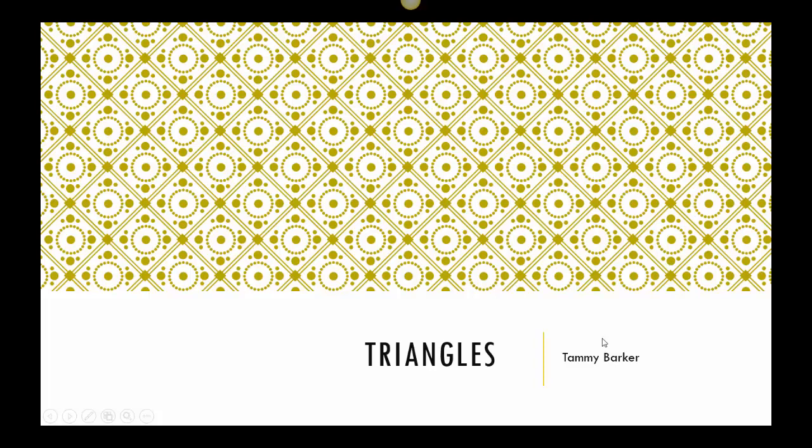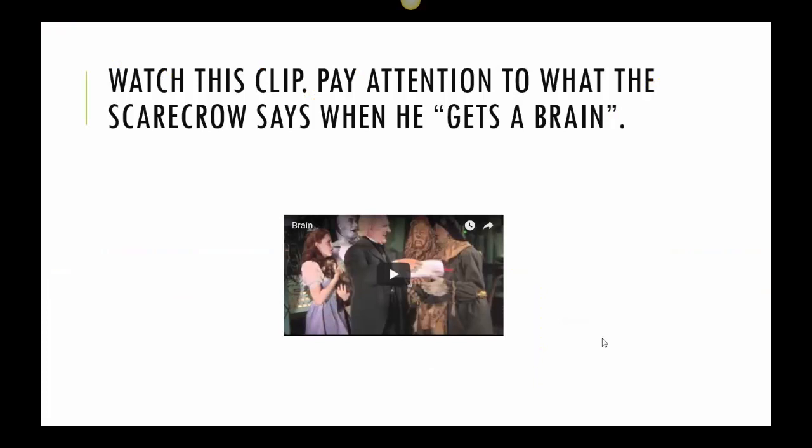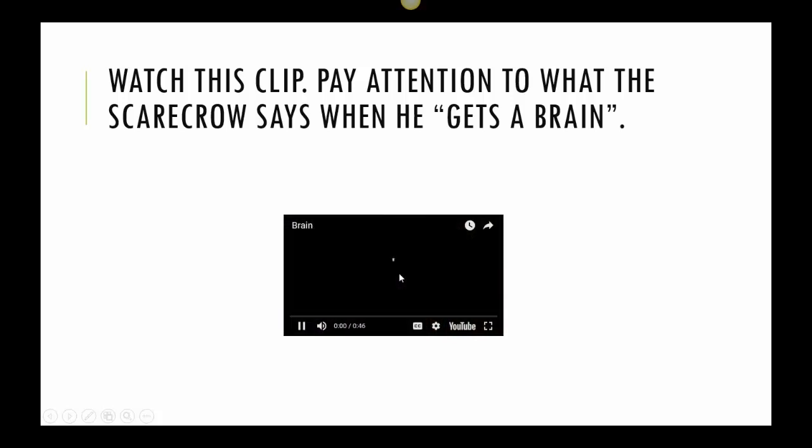Today we're going to be looking at triangles. To start us off, we're going to watch this clip, and it's from The Wizard of Oz. Guessing you guys have seen that, but if not, welcome to The Wizard of Oz. And I want you to see what happens when the scarecrow gets a brain.